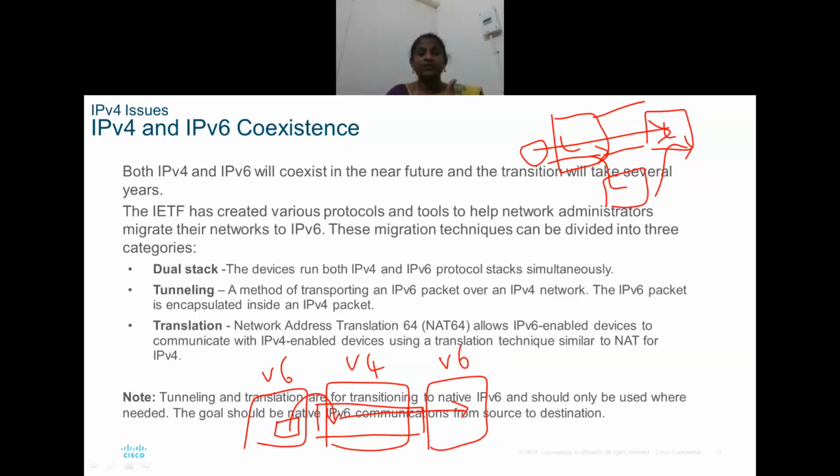And translation is something similar to your network address translation. When it comes here, you have a device which runs dual stack. So version 6, when it comes to this location, is translated to version 4. And then again, here you have a routing device, so it is translated to version 6. So these are the three methods: dual stack, tunneling, and translation, which are used for IP version 6 and version 4 coexistence. Now moving on to the next concept.